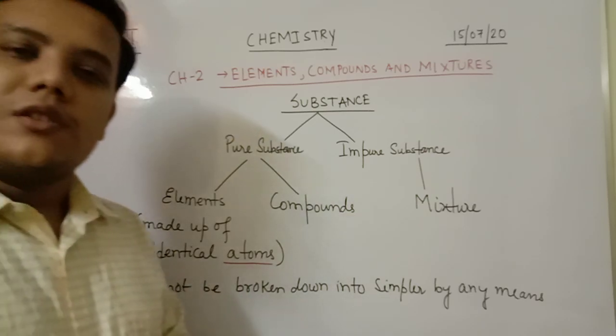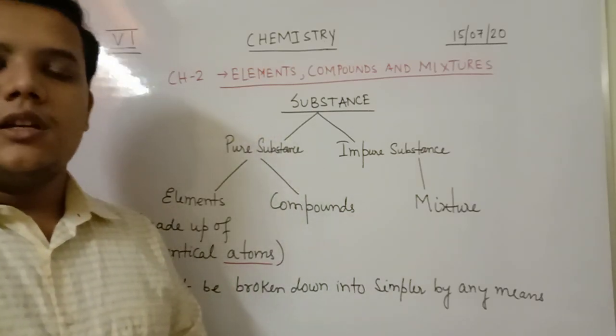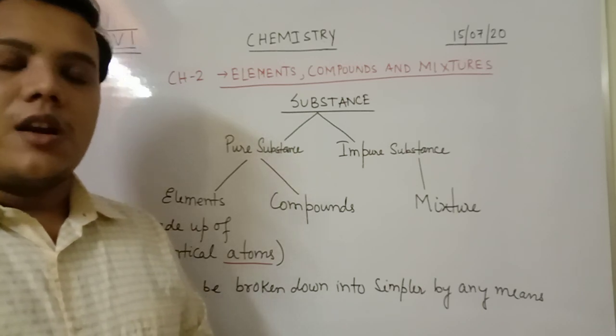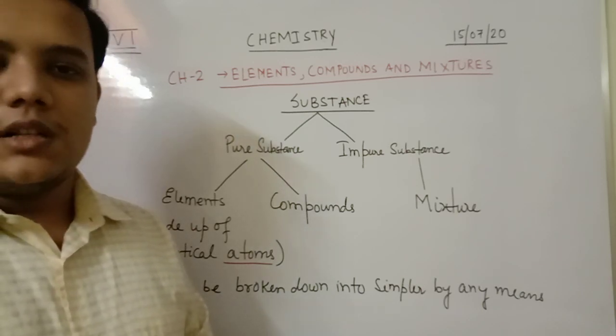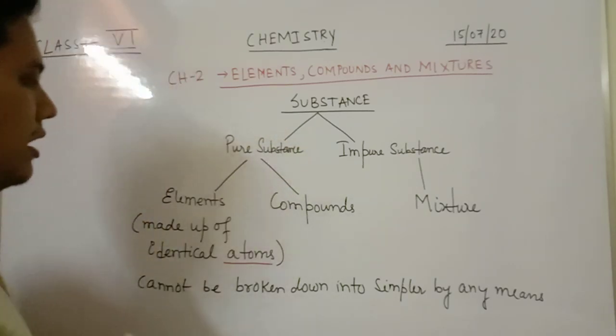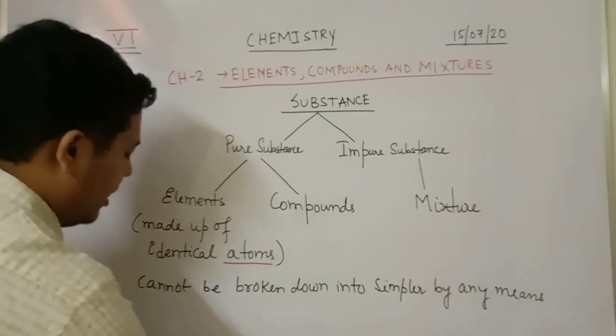I am telling the definition of elements again. An element is made up of identical atoms which cannot be divided into simpler parts by physical or chemical means. Next we are coming to the compound.